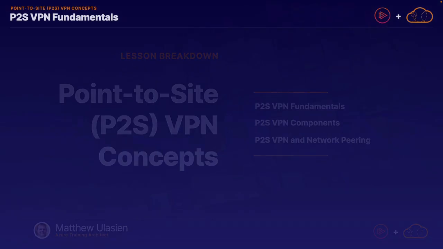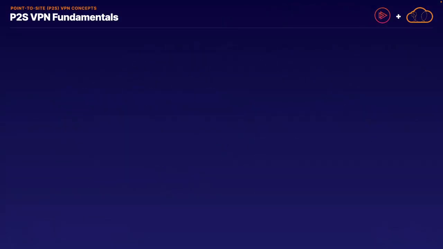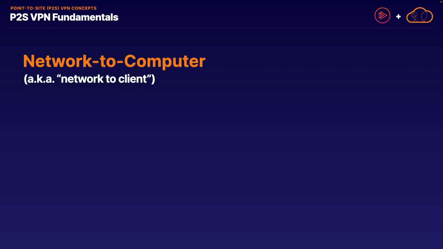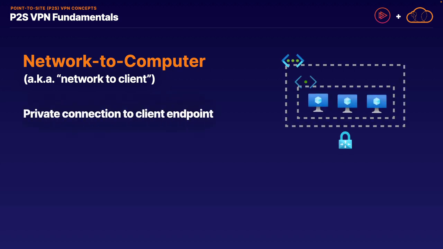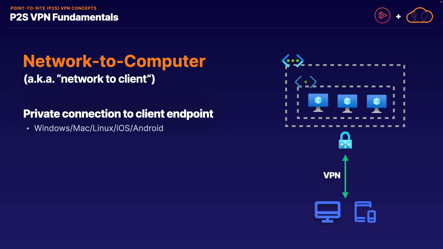Jumping on into it, let's start with the main fundamentals of how point-to-site VPN works. Easiest definition of point-to-site VPN is that it can be thought of as network to computer, also sometimes referred to as network to client. Compared to site-to-site VPN, we are establishing an encrypted private tunnel to our Azure Virtual Network, not to another router, but to a direct client endpoint, which can include all sorts of devices like Windows computers, Mac computers, Linux computers, and mobile devices that run iOS or Android. These are the client endpoints that we are establishing a direct encrypted VPN tunnel to.